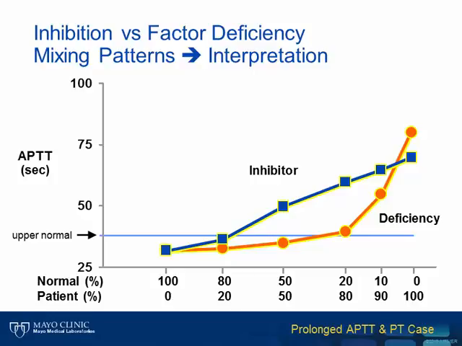At the far right, no mixing or dilution. Mixing plasmas 1-to-1, 50% normal and 50% patient, typically results in APTT correction into the normal reference range for deficient plasma, whereas the inhibitor plasma fails to correct into the normal reference range.